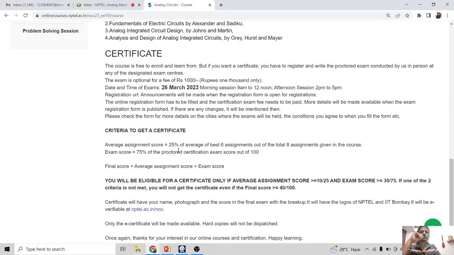The average assignment score is 25% of the average of the best 6 assignments. So if 8 assignments are there, the mark will be taken as 25% of the 6 best assignments. And the exam score is 75% of the proctored examination. So the final score will be the average plus the exam. I think you should also check the eligibility for the certificate.